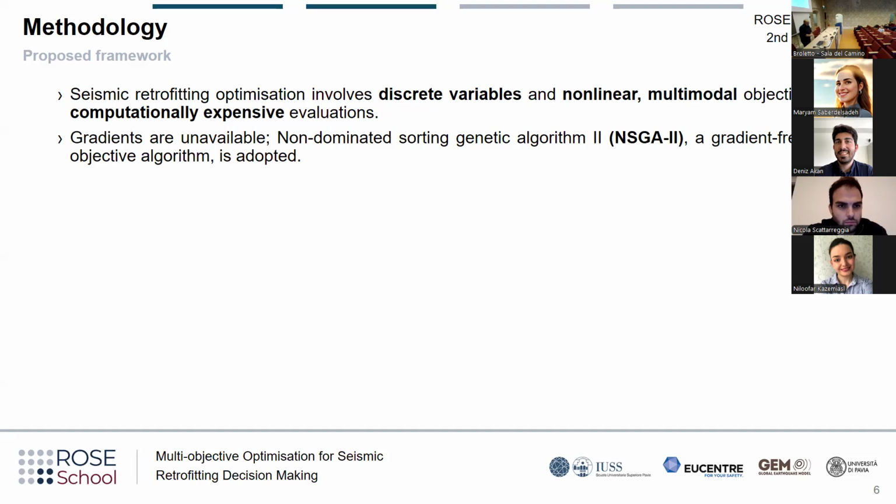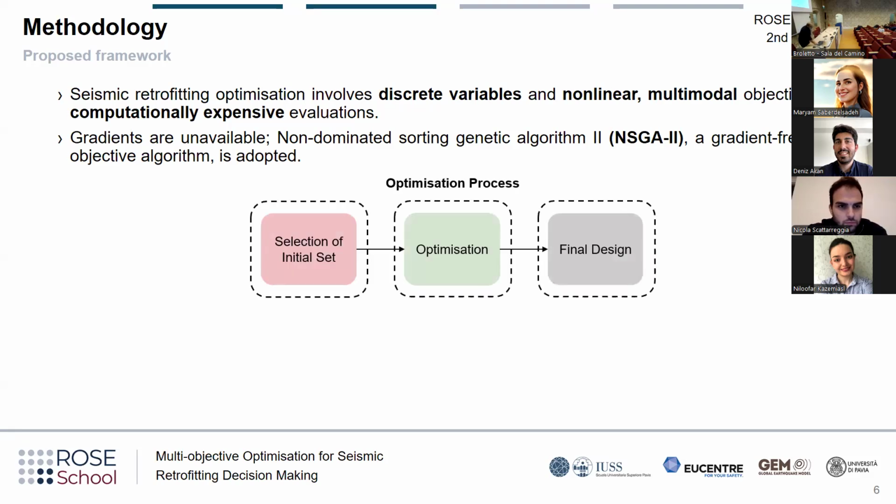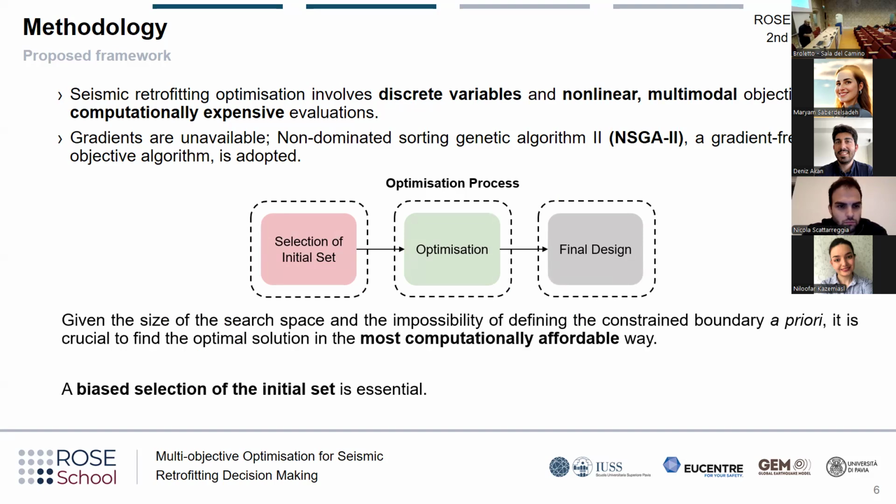The non-dominated sorting genetic algorithm is a variant of the genetic algorithm. It starts with selection of the initial set and does the optimization, then we have the final designs. So again, as I say, the solution space is very big. We have a computational trouble. So we need to start this procedure in a way that is feasible, that is, our first candidates are feasible, then they are going to be optimized.